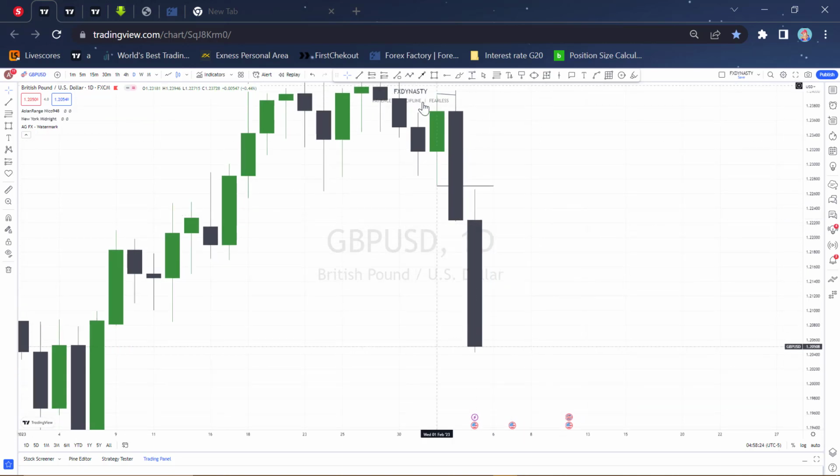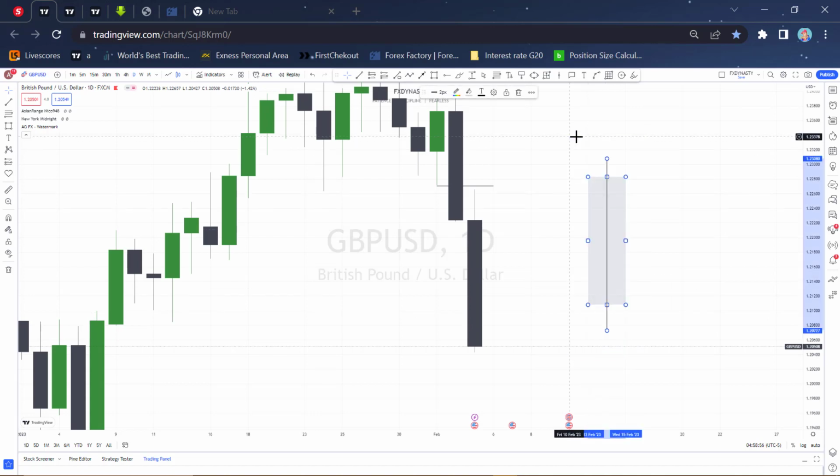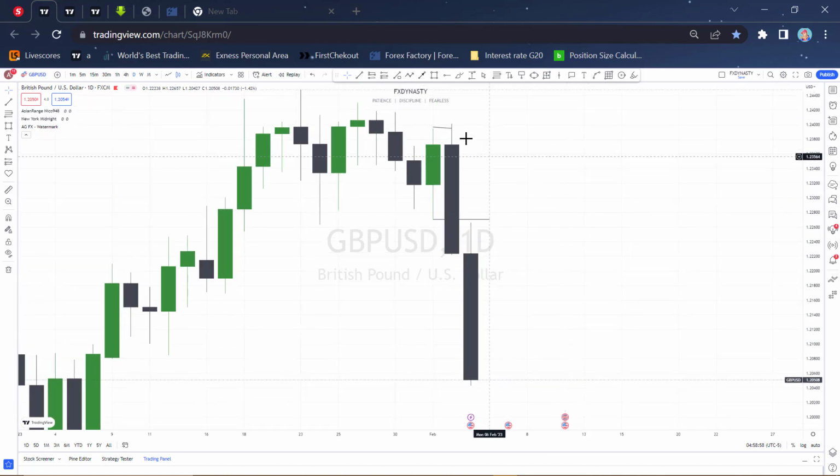So on Friday, what I was actually looking for is price to do something like this. Price to open, and I want price to create something like this. When price opens on Friday, I want to see price go to the upside first to create the high of the day, then trade to the downside and close. If you know this pattern, this is what we call OHLC: open, high, low, close.